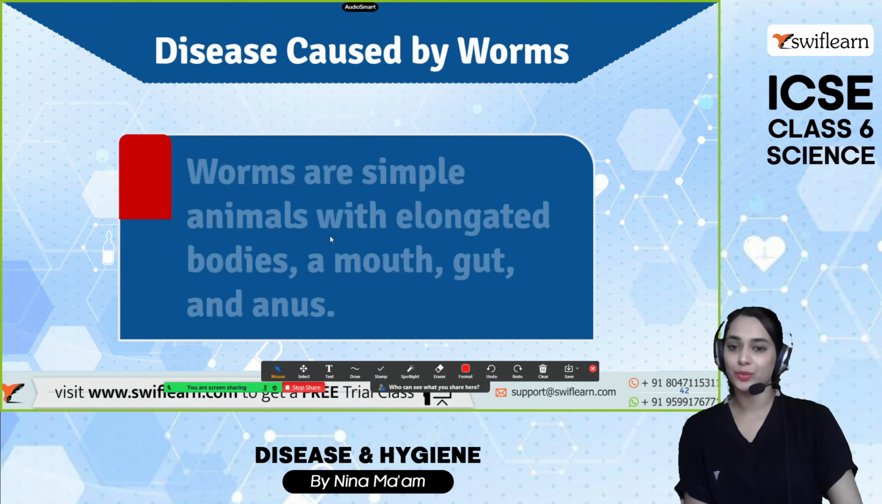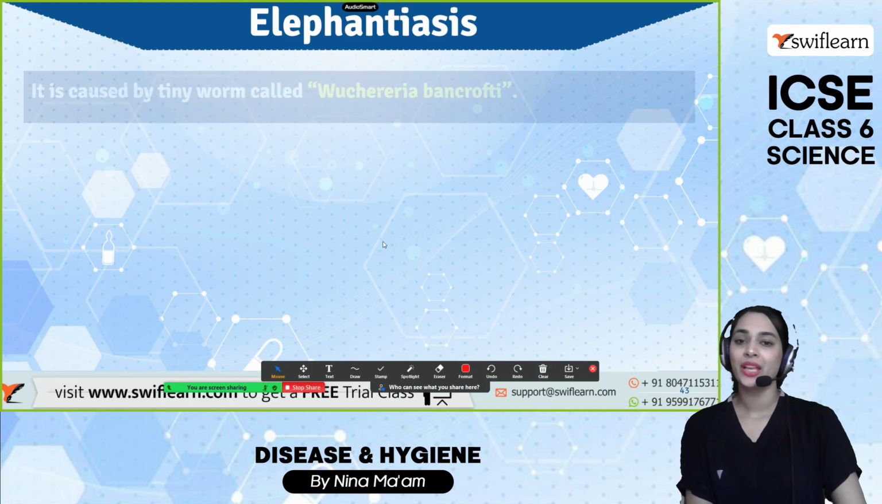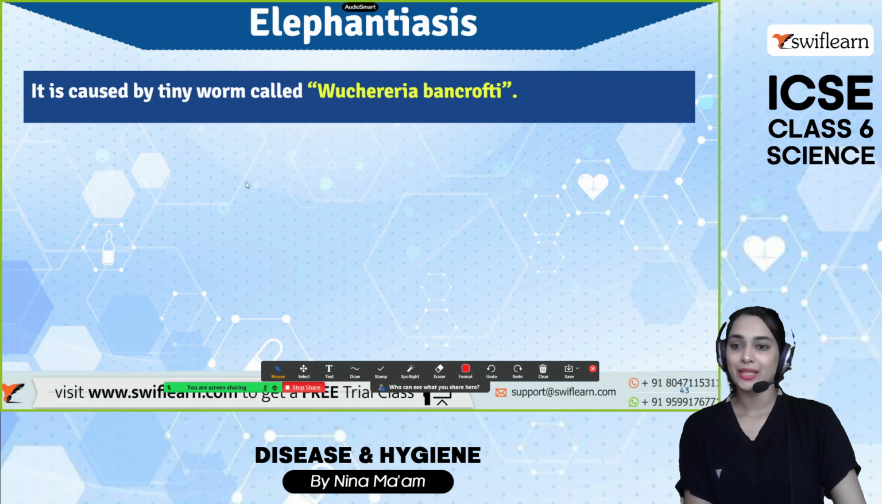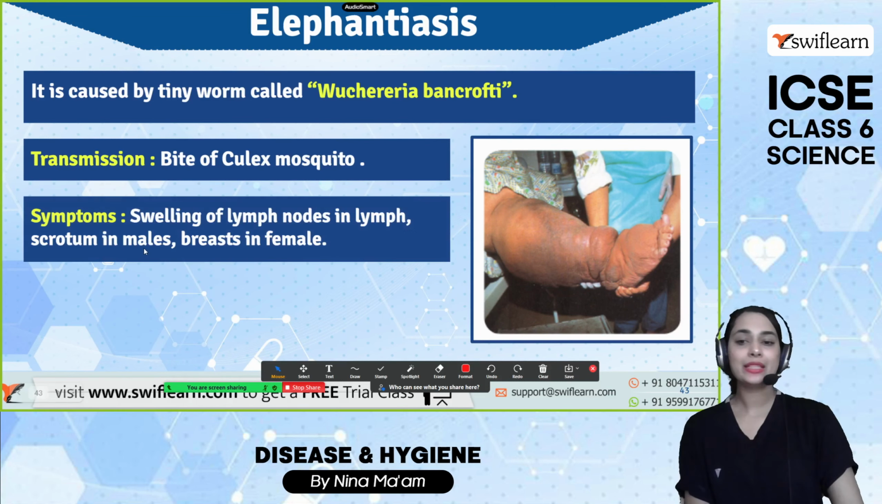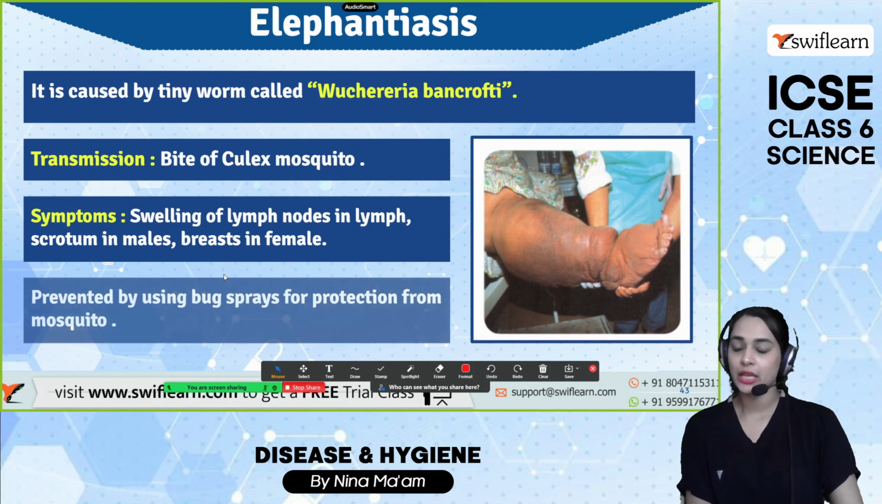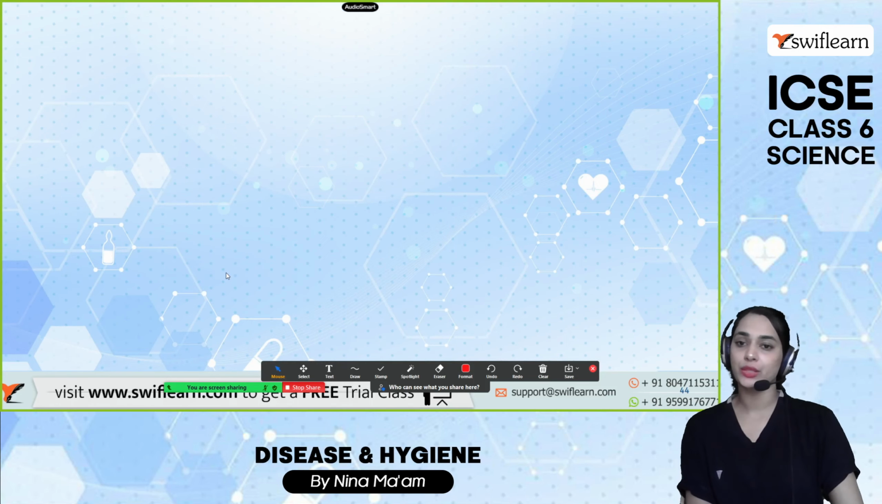Now, diseases caused by worms. Worms are simple animals with elongated bodies, mouth, gut and anus. Elephantiasis is caused by a tiny worm called Wuchereria bancrofti. Transmission is through the bite of the Culex mosquito, and the symptoms are swelling of lymph nodes, the scrotum in males and the breast in females. Prevented by using bug sprays for protection from mosquitoes.